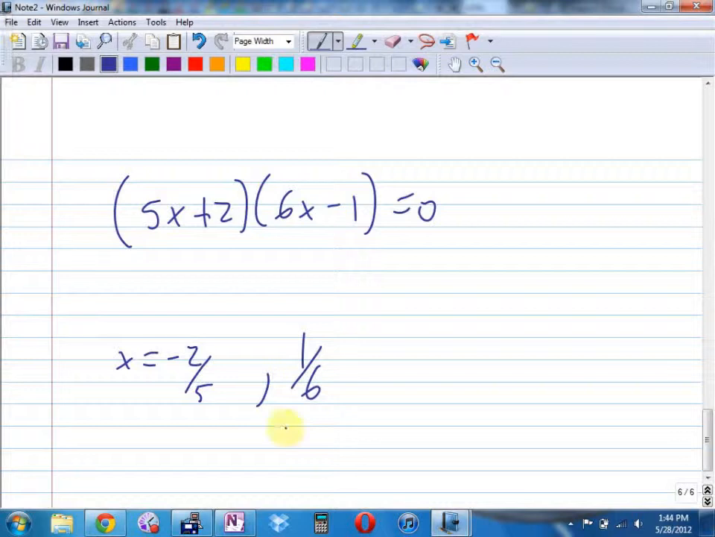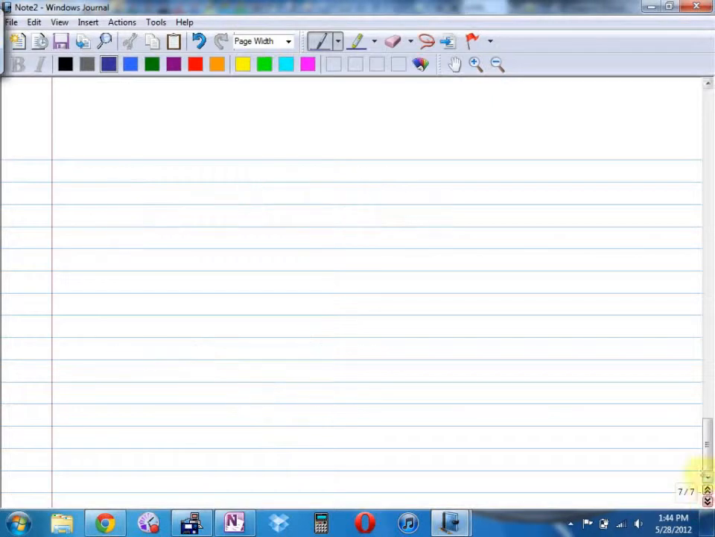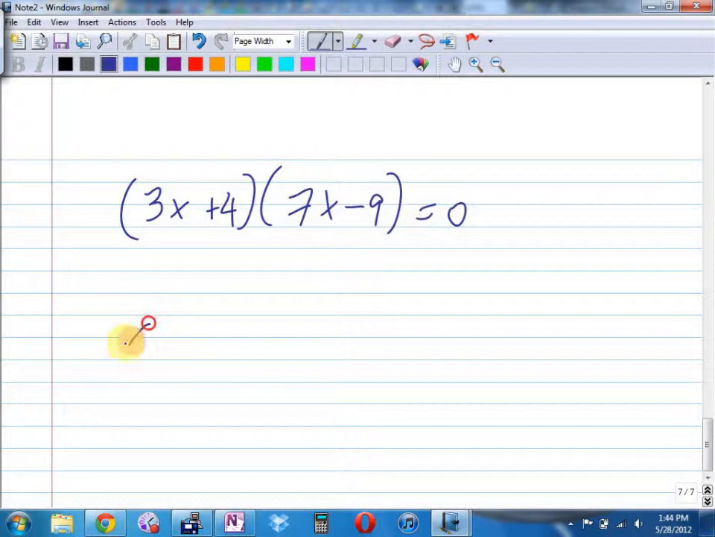How did I do it that fast? Can you see it? Can you? 3x plus 4, 7x minus 9. The roots are -4/3 and 9/7. Sorry? Okay, she said the last number changed. I got to be careful because I could have put the 4 in front of the 3x.